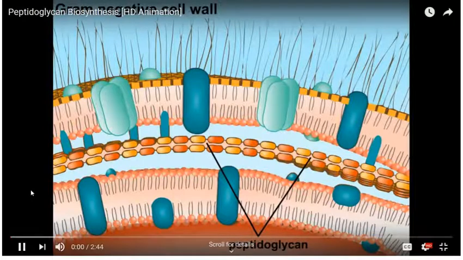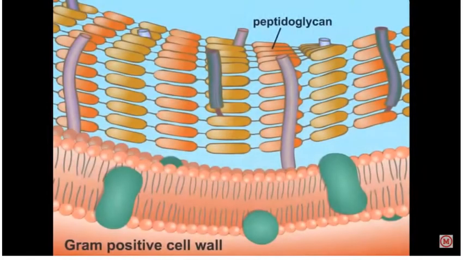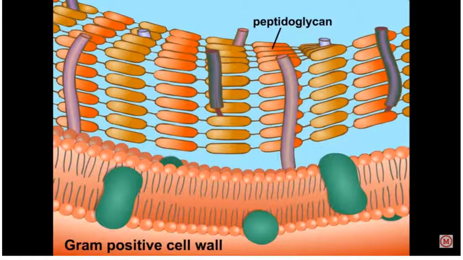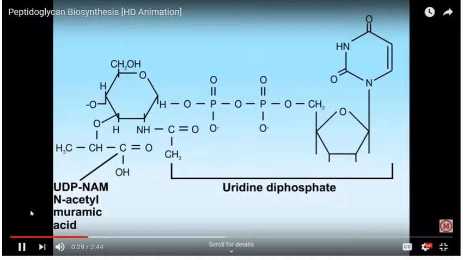Okay, so this is showing us a diagram of a gram-negative cell wall: internal membrane, external membrane, peptidoglycan. And this is a diagram of a gram-positive cell wall: plasma membrane and a big, thick layer of peptidoglycan. So it's the essential component of the cell wall. It starts off with uridine diphosphate N-acetylmuramic acid. So what is N-acetylmuramic acid?